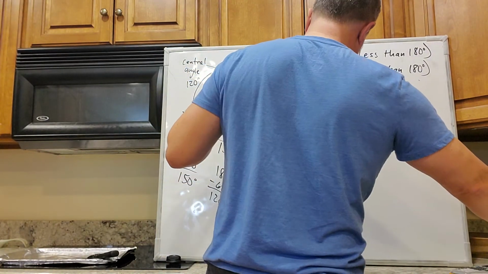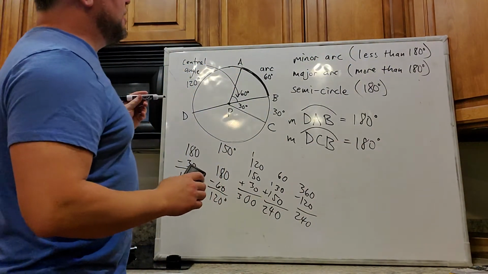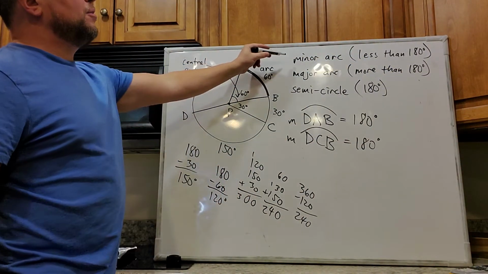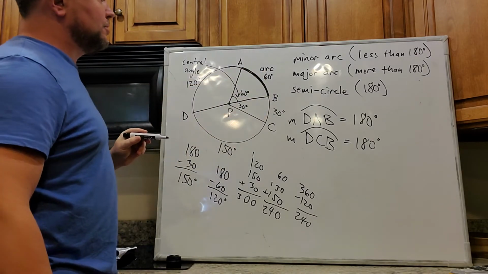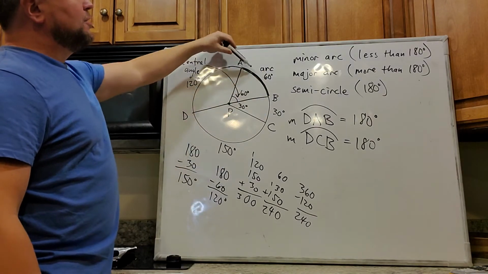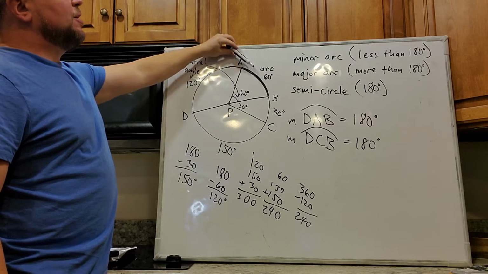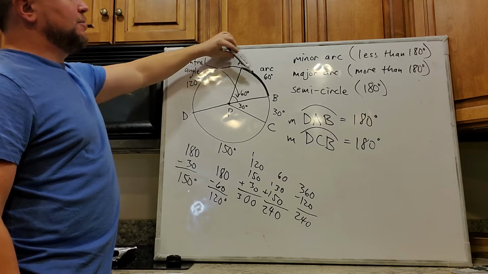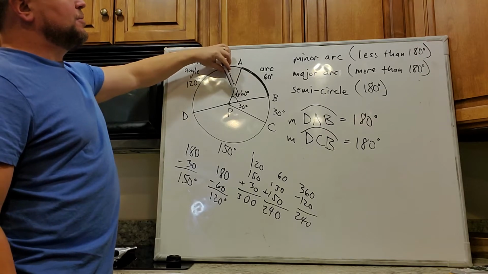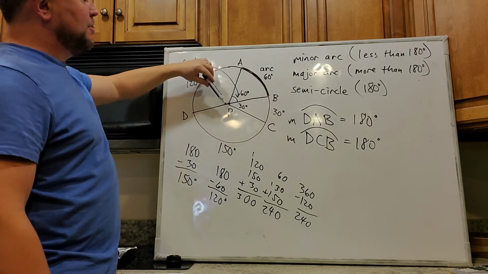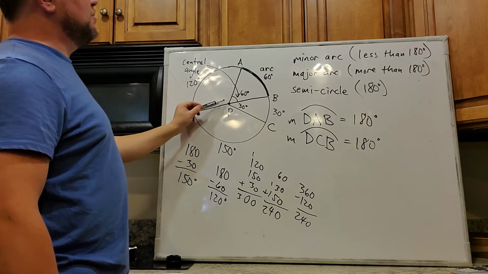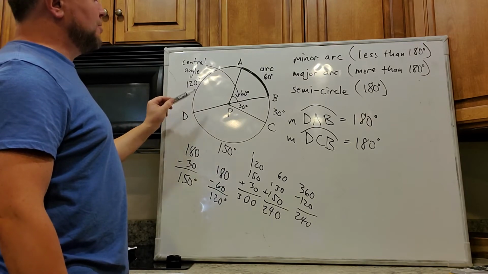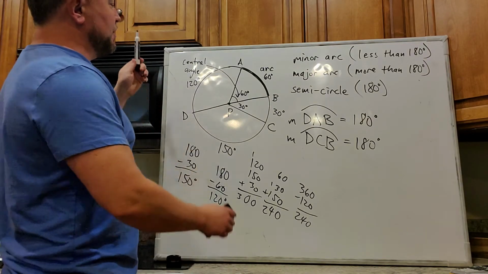Okay. So that's all about arcs, minor arcs, major arcs, and semicircles, and how they find their measure. So just remember, the measure of any arc is always the same as its central angle that intercepted the arc. So 60, 60, 30, 30, this angle here would be 120, and that would be 120, 150, 150.